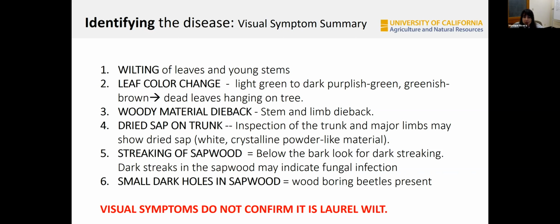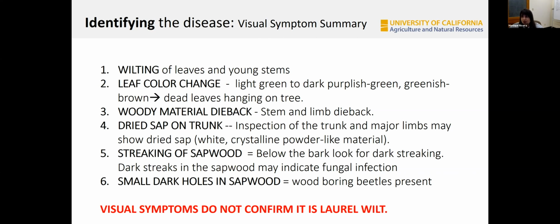There will also be dried sap on the trunk. Upon inspection of the trunk and any major limbs, it may show dried sap, and that's basically, I think, the tree trying to react to its own stressor. And then, like I just showed a couple slides ago, the streaking of the sapwood, that wet look below the bark. It's a staining. It may also be streaky looking, depending on how far the disease has progressed. There will also be small dark holes in the sapwood, and that just indicates that the wood-boring beetles are present.